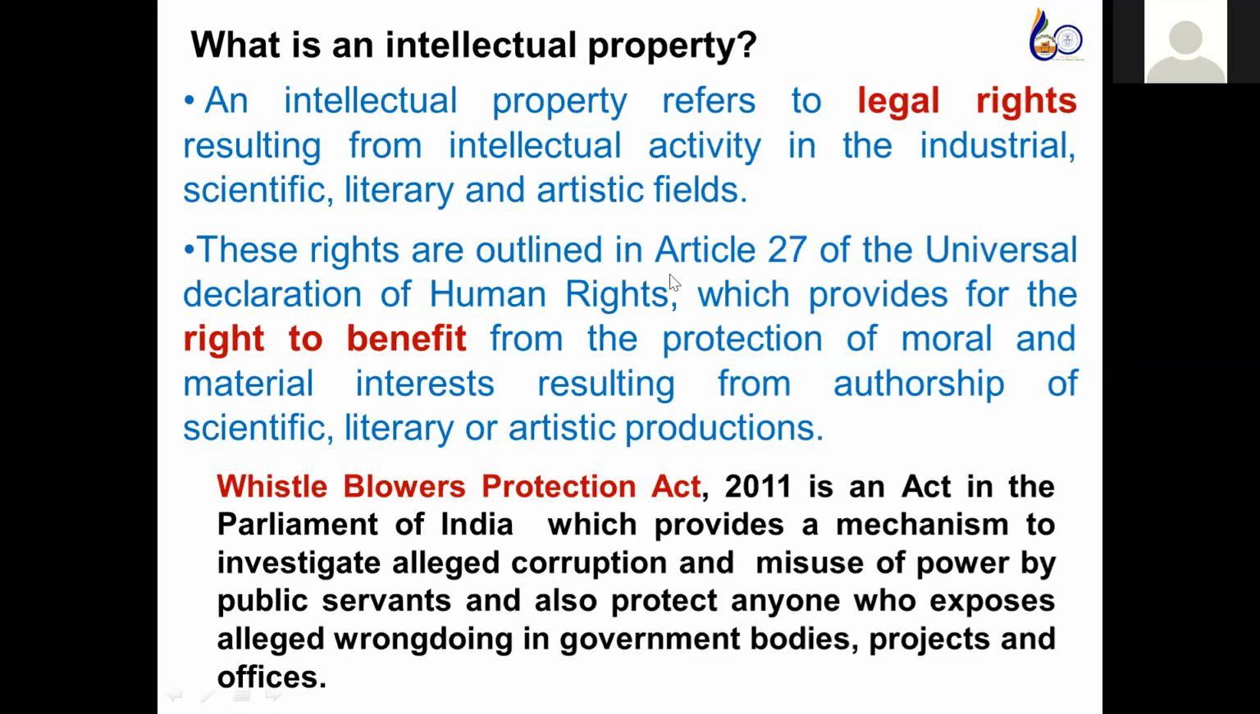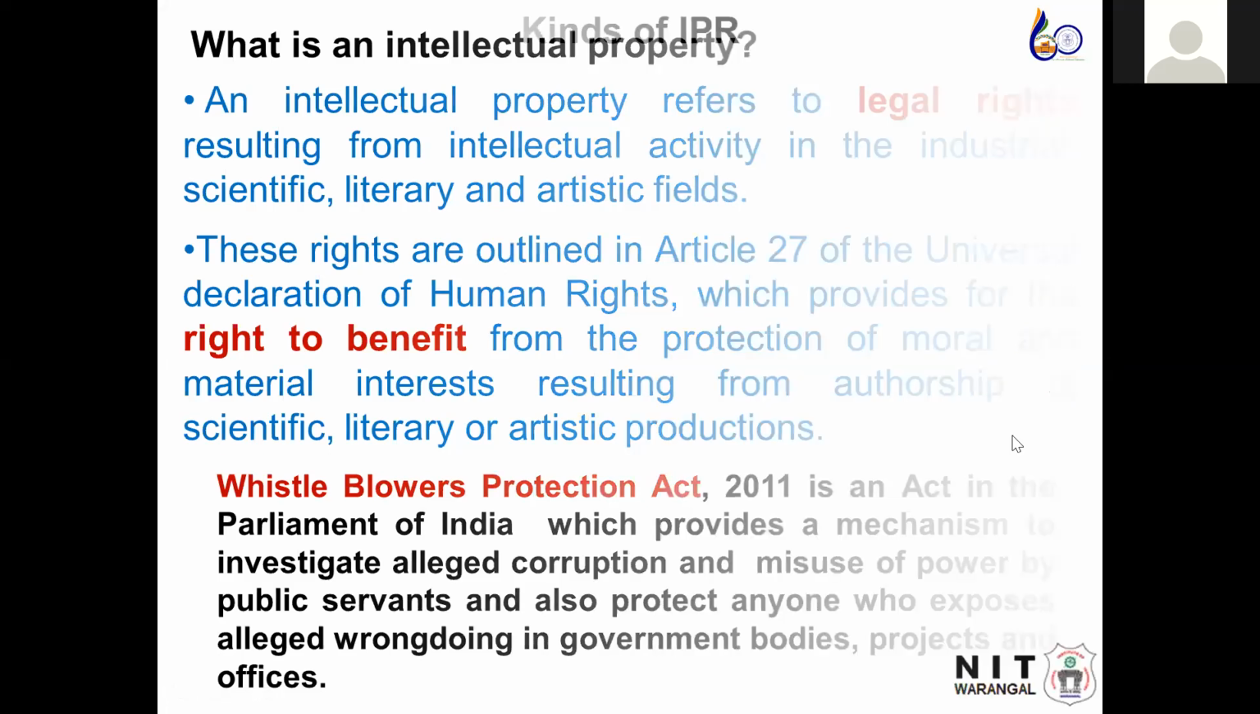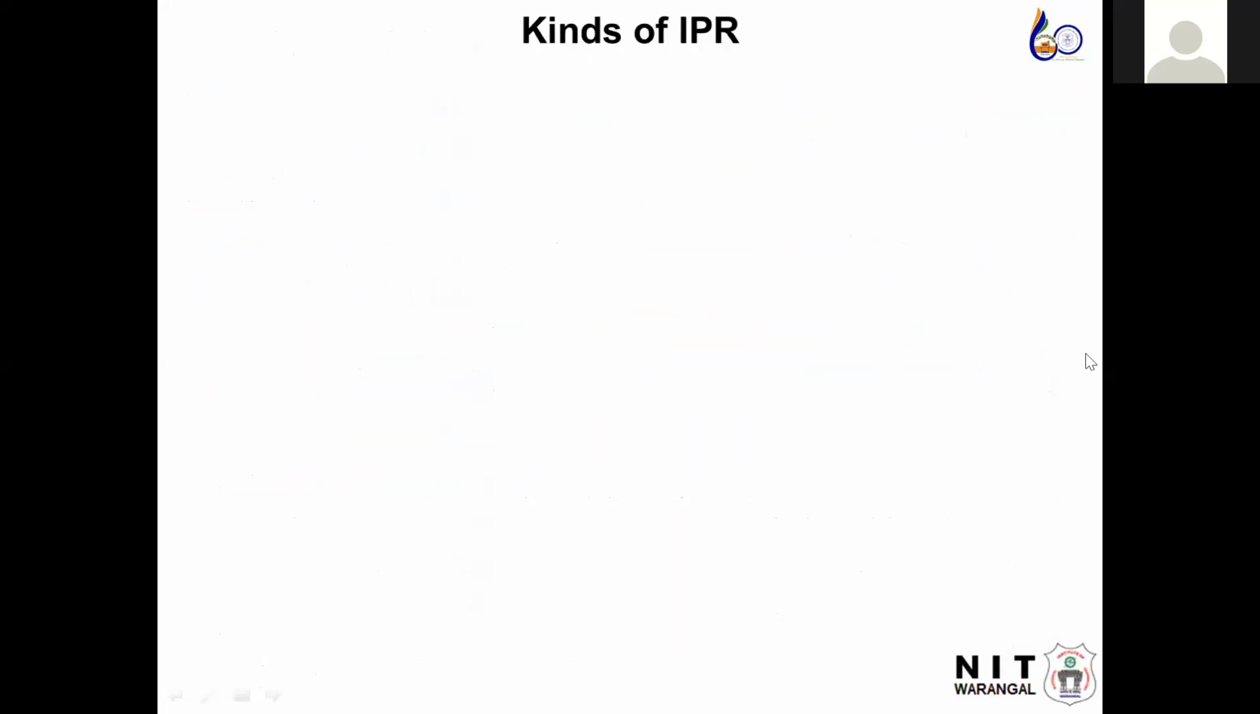So for the territorial thing, you have to see where exactly it is useful, where it can be infringed, where it can have commercial implications. You have to define the territory: within India, within India and Pakistan, within India and Sri Lanka, or such things. Those things we'll see one by one. Now first let me tell you about the different kinds of IPR and their validity.